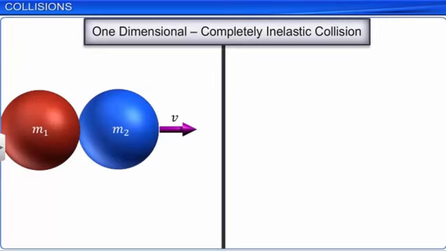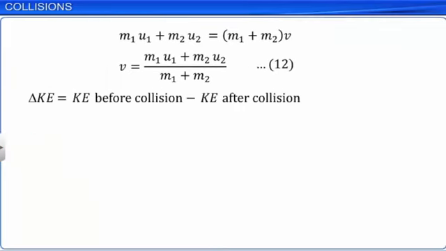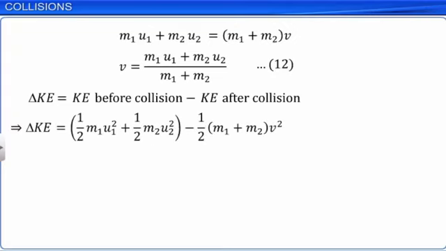Since the momentum of the system is conserved during the collision, we have m1u1 plus m2u2 is equal to (m1 plus m2) into v. This implies that the velocity after the collision v is equal to (m1u1 plus m2u2) divided by (m1 plus m2). Let this be equation 12. The loss in kinetic energy of the system, delta KE, is equal to the kinetic energy before the collision minus the kinetic energy after the collision, which is half m1u1 square plus half m2u2 square minus half into (m1 plus m2) into v square.